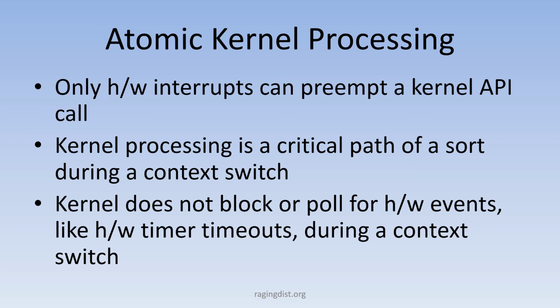The kernel processing is a critical path for context switching, but it's not a critical path with respect to certain hardware interrupts. This gets complex, and this, of course, is explained in NUFR. Go get yourself a download copy of it and start poking around the files and the documentation, and you'll see how NUFR does this. So a kernel is not going to block for hardware events.